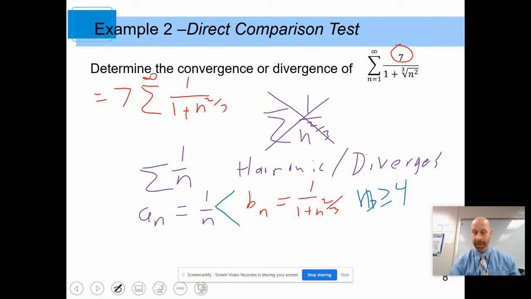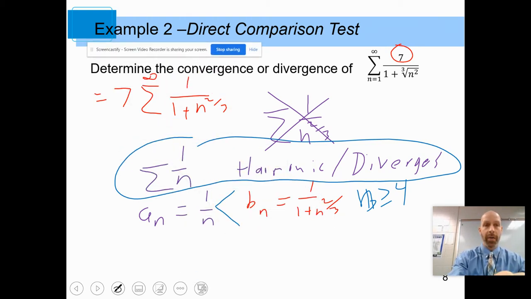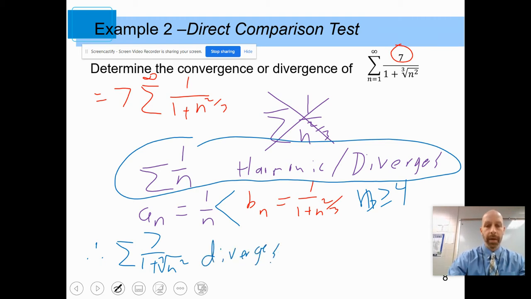So this is an interesting thing. Now, we know that this series diverges, and we know that it is less than b sub n for all n greater than or equal to 4. So therefore, we can say that the sum of 7 over 1 plus 3 cubic root of n squared diverges by the, what do we call this? Oh, yeah, direct comparison test.